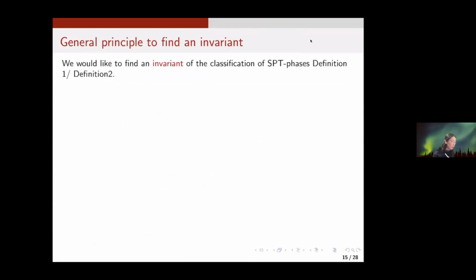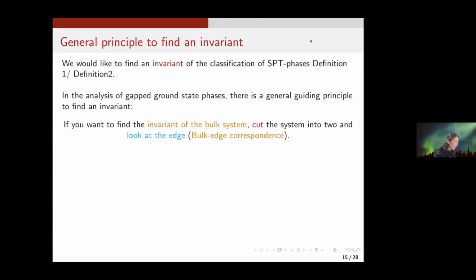In any case, we would like to find an invariant of the classification of SPT phases, either definition 1 or definition 2. So for the rest of my talk, I would like to think about how to find it. From where should we start, and how can we try to find such an invariant? There is a hint. In the analysis of gapped ground state phases, there is a general guiding principle to find an invariant. If you want to find the invariant of the bulk system, cut the system into two and look at the edge. It's sometimes called bulk-edge correspondence, and this gives us some guiding principle.